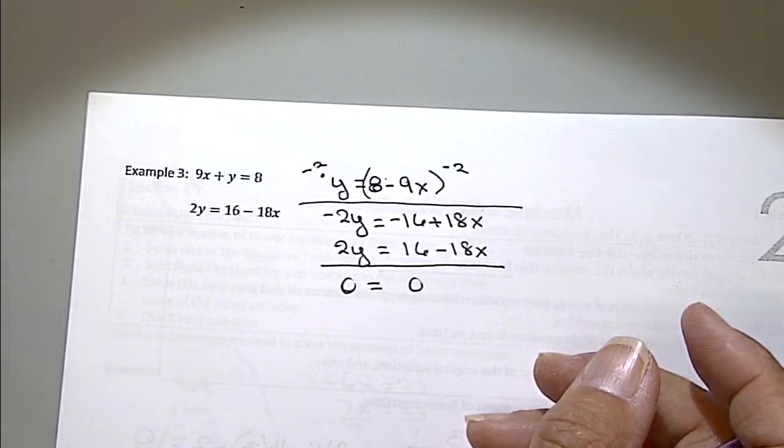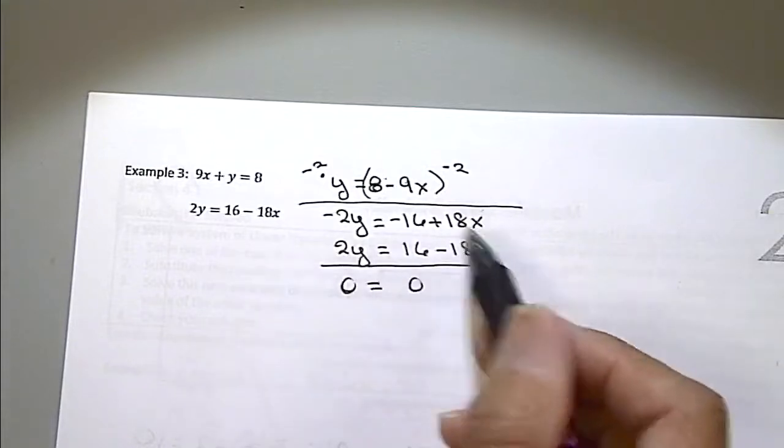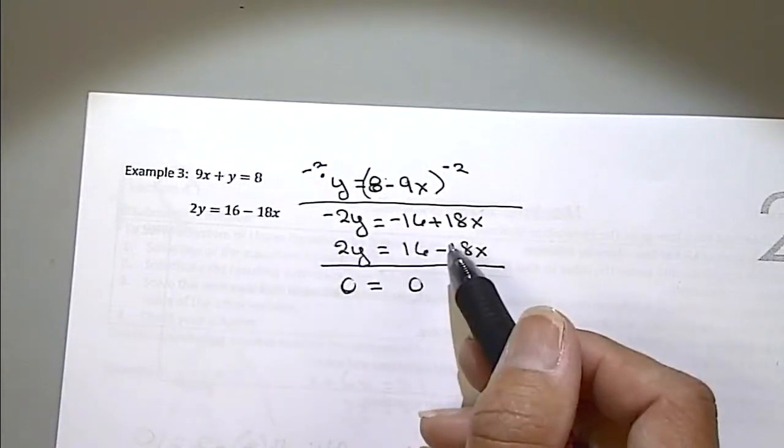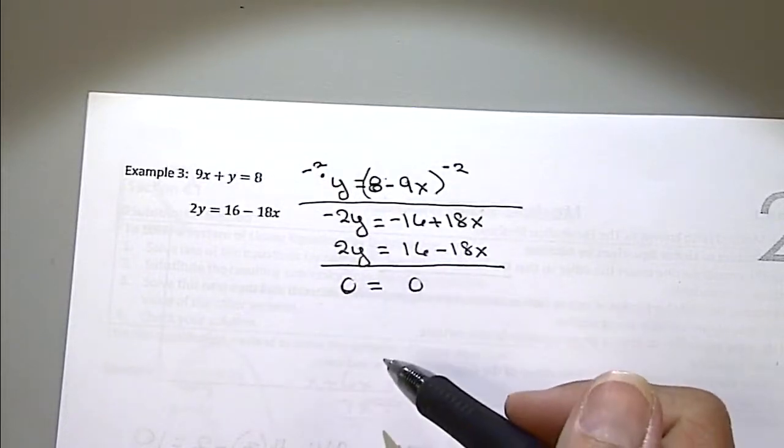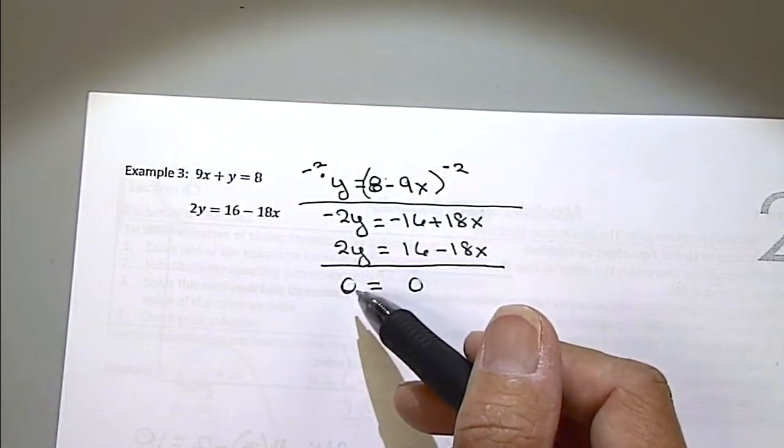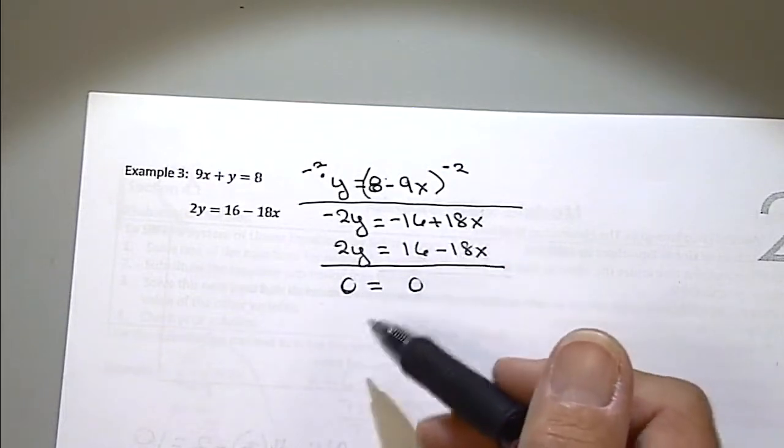Anybody? My first equations cancel out. So everything on one side went to nothing and everything on the other side went to nothing. So basically what you're saying is 0 equals 0, right? If everything cancels out on one side, you got 0. If everything cancels out on both sides, you got 0 equals 0.